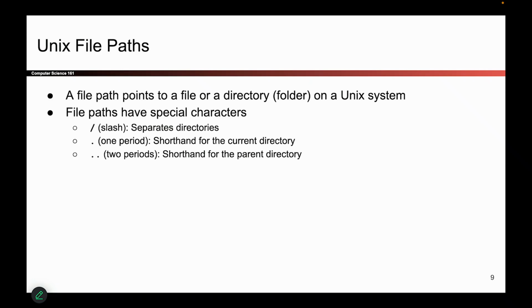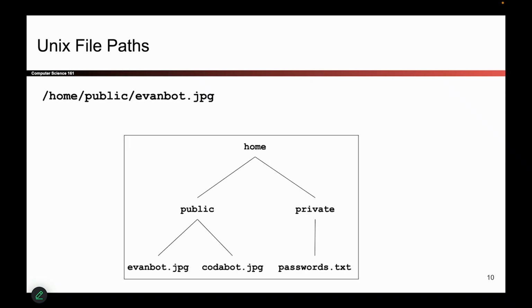So those are some special symbols that you may not have seen before, or maybe you have, but here they are. So let's do some examples. Here, we have a file path that starts with slash. So we'll start at the very top root directory. We'll go to the home directory, which is right there. Then /public, which means go down to the public folder. And then one more slash, let's go to the evanbot.jpg file. So the way that your Unix file system parses this path is to start at this folder, go down, pull this file out.